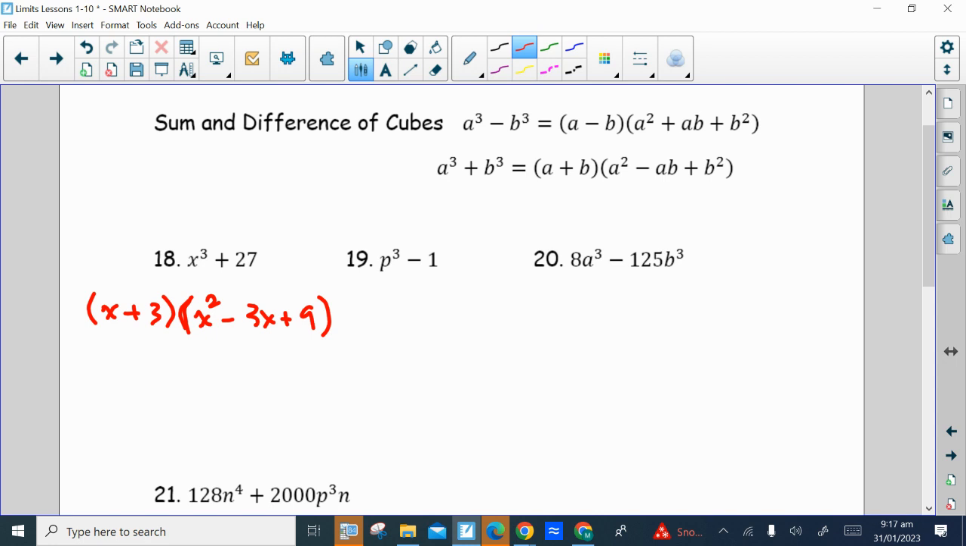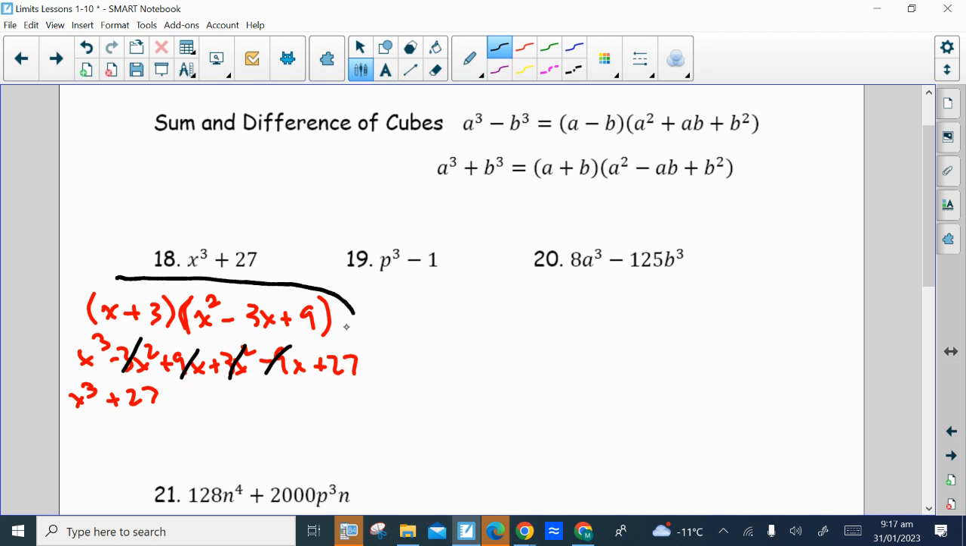If we check by multiplying out, x times x squared is x cubed. So I'm going to multiply everything here first by the x. So I'll get minus 3x squared plus 9x. Then I'll multiply all three terms by the positive 3. And then when I simplify, negative 3x squared plus 3x squared, they cancel. Positive 9x minus 9x, they cancel. I'm just left with x cubed plus 27. So it checks. But these are the factors.